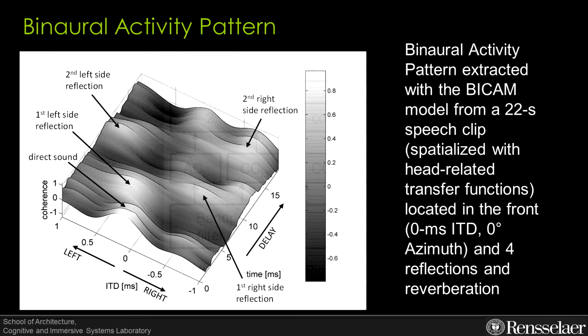In the next figure, we see the output of the BICAM model for a 22-second speech signal, spatialized with head-related transfer functions, as well as for reflections, also spatialized with head-related transfer functions. The main signal is located in the front with a 0 millisecond ITD. So you see the three axes: left, right; then towards the front, back, the delay of the signal; and the height is the intensity of the energy in that ITD, temporal delay, or reflection delay pattern. So you see the direct sound, but you also see activity for the 4 reflections, 2 to the left side and 2 to the right side.